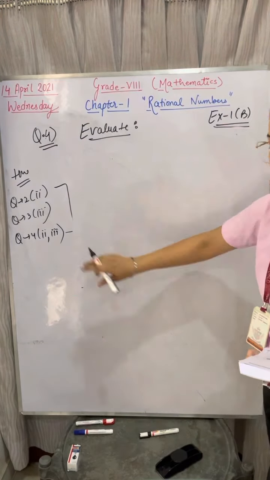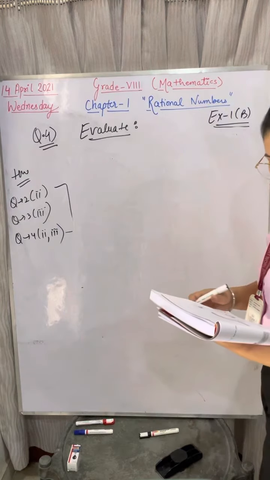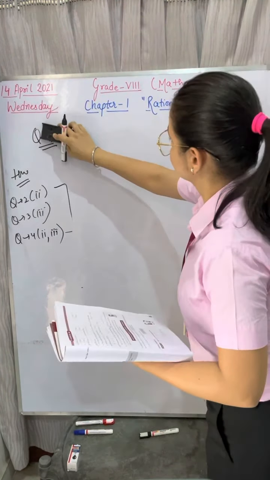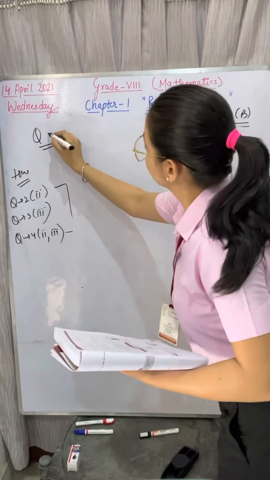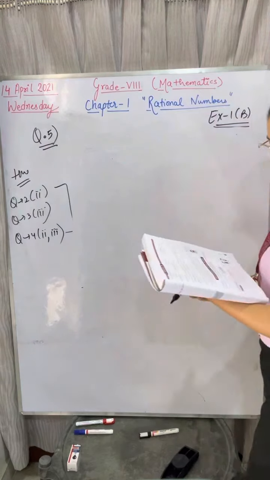These are the homework questions. Note down side by side. Okay, now question fifth. Question fifth is a word problem question.